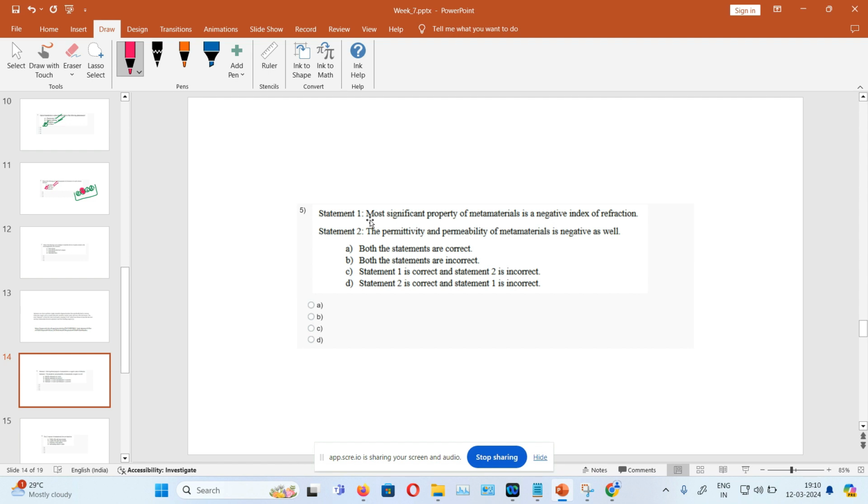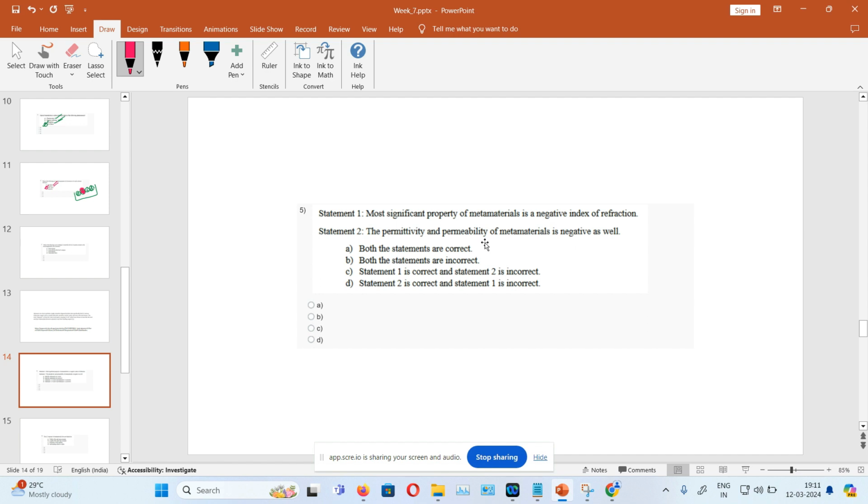Then permeability is negative, permittivity is positive, or permittivity is negative, permeability is positive. That will also be an opaque material. But in the case of a metamaterial, the permittivity and permeability are both negative. So, according to this statement, we can say that a property of the metamaterial is significant because the refractive index is negative, and the permittivity and permeability of metamaterial is negative as well.